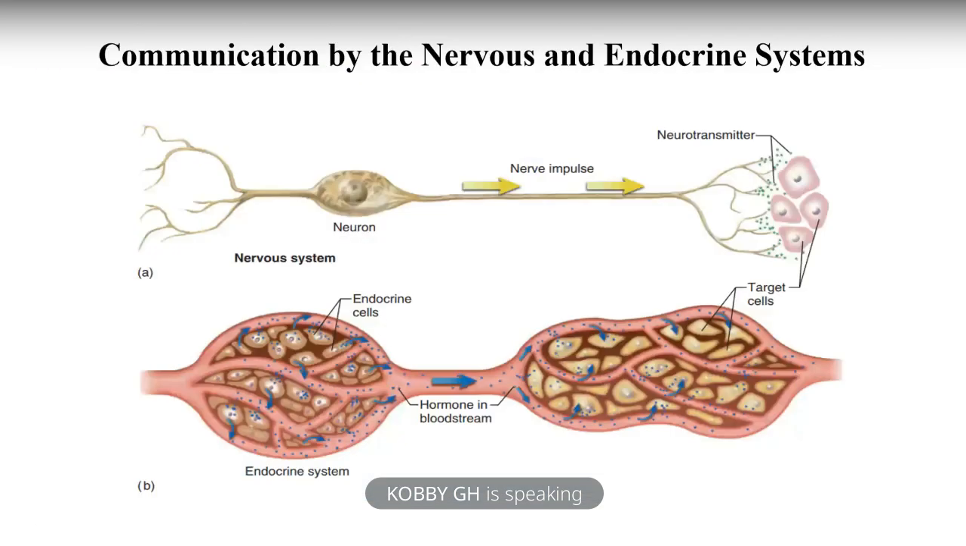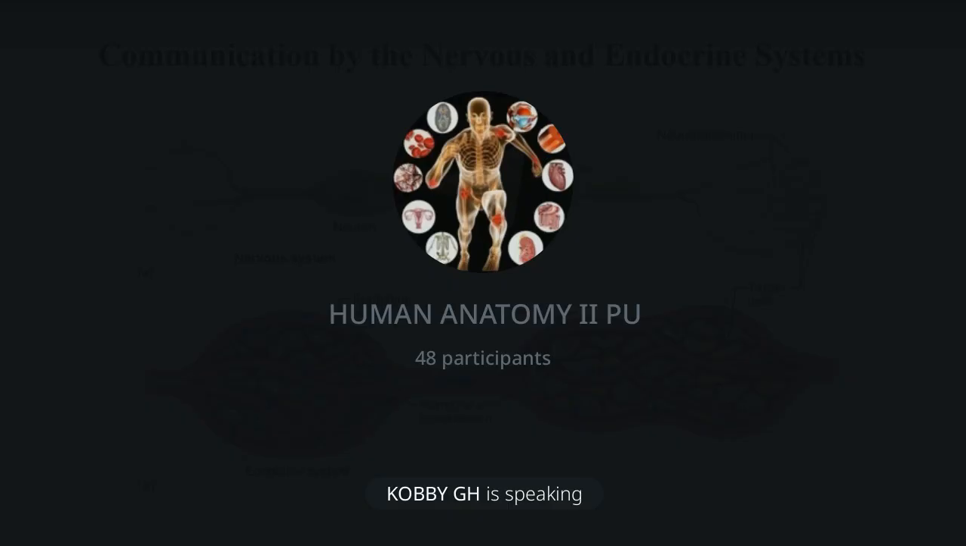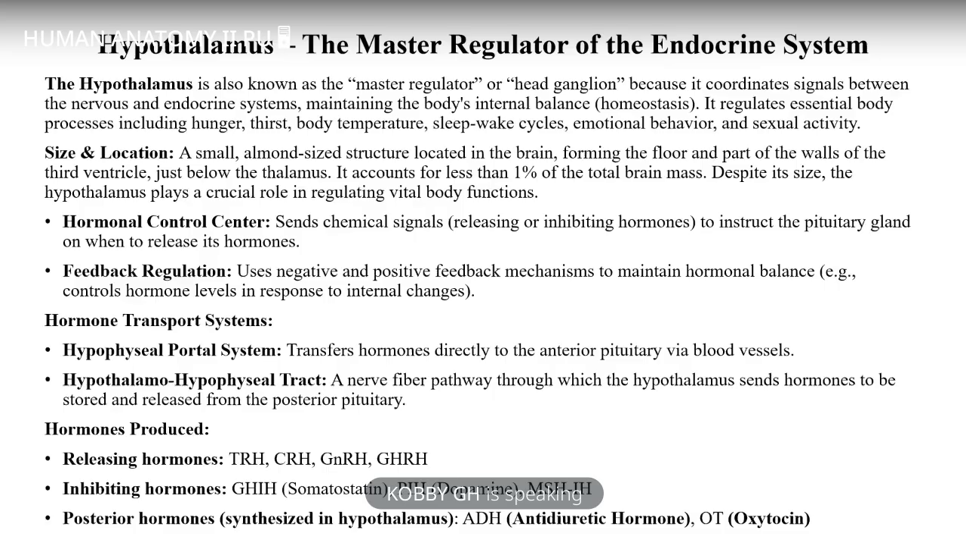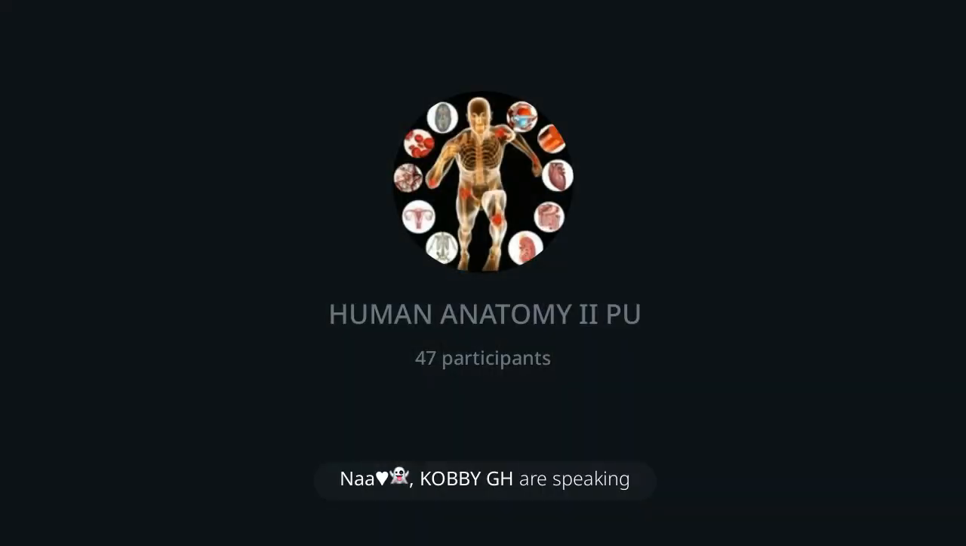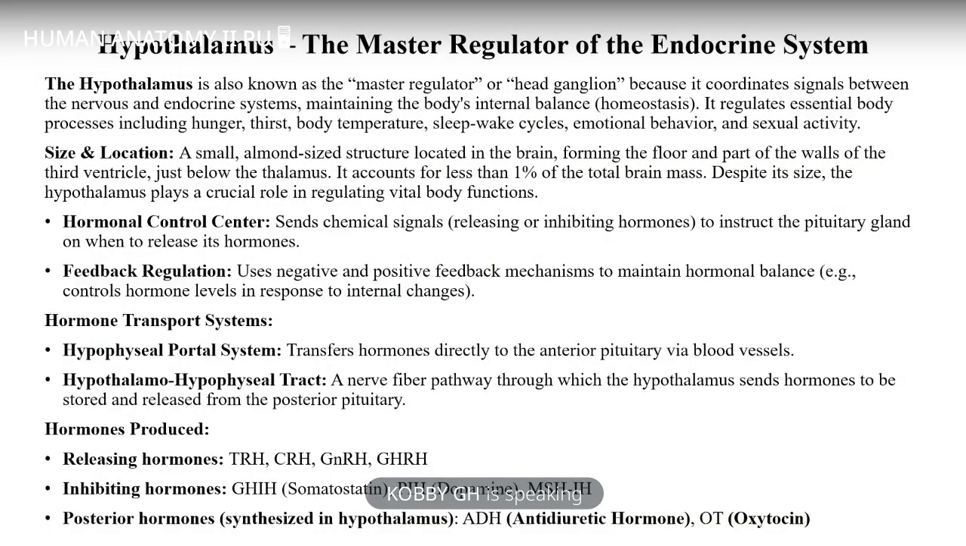Yeah, so that is it for major endocrine organs and other, or minor, endocrine organs. And then we started looking at the main boss in the endocrine system, the hypothalamus. What is another name for the hypothalamus? The master regulator, or you can also call it the head ganglion. That's the master regulator, or you can call it the head ganglion.